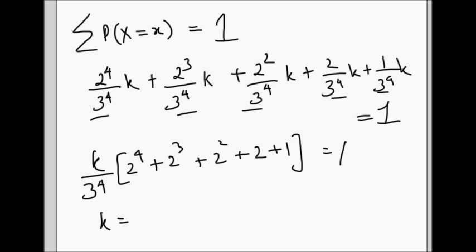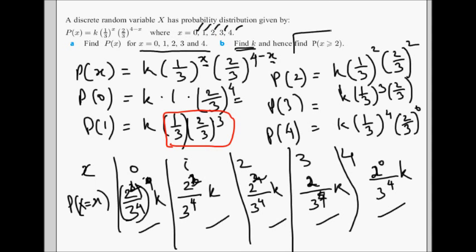Which would be 81 over 31. Okay, if you simplify this, so this is k. And if you go back to the question, you are asked to find p of x greater than or equal to 2, which means you need to add these three: x is equal to 2, x is equal to 3, and x is equal to 4.